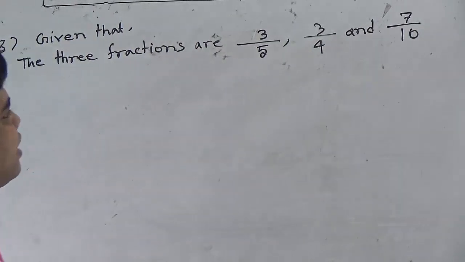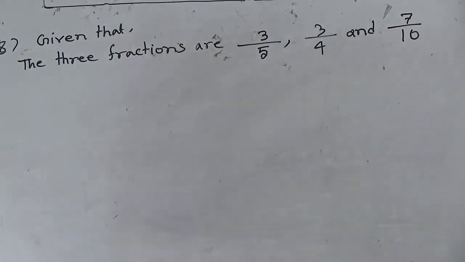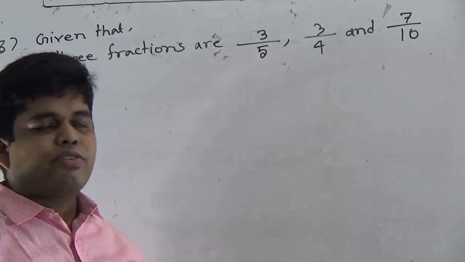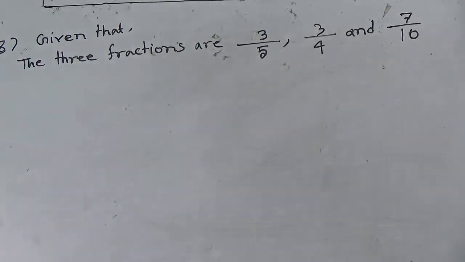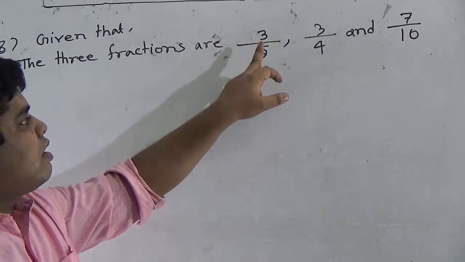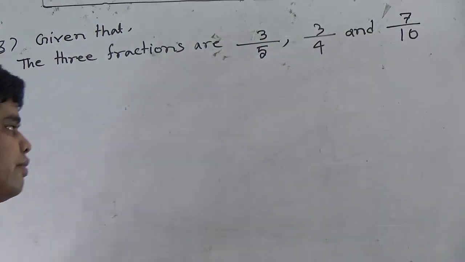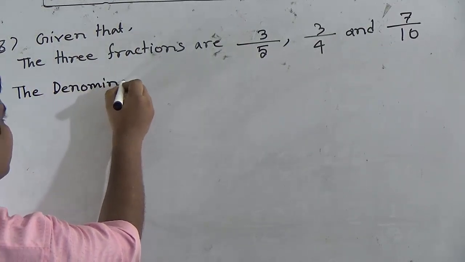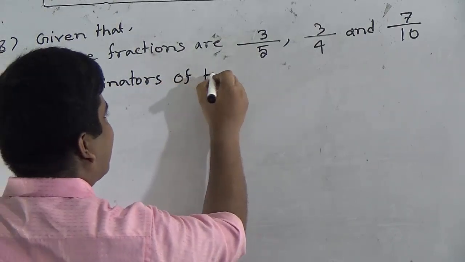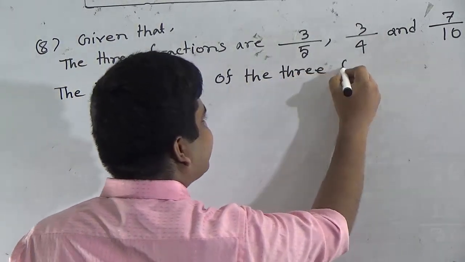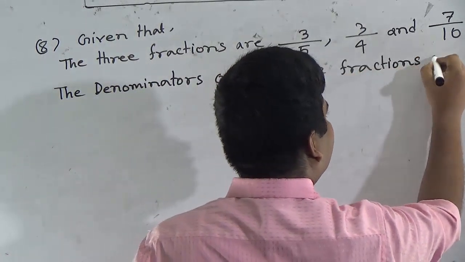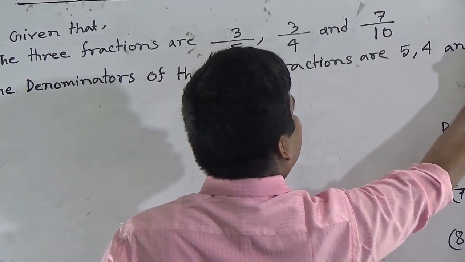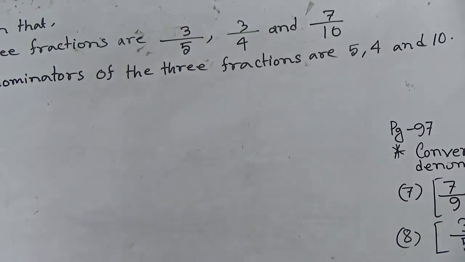My dear students, so what can we do first? Just like the previous one, at first we find the numerators and denominators of these fractions. The numerators of the three fractions are 3, 3 and 7, and the denominators of the three fractions are 5, 4 and 10.